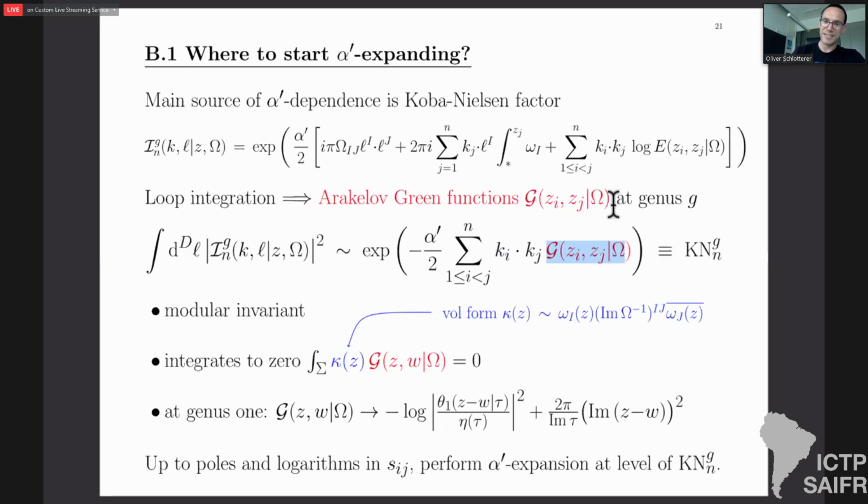So this is, if you wish, a higher loop version of the logarithm that you know as the Green's function at genus 0. And say at genus 1, that Arakelov-Green's function is a certain completion of log theta 1. And it's engineered to be, among other things, modular invariant. And it's engineered to integrate to 0 with respect to a suitably chosen volume form.